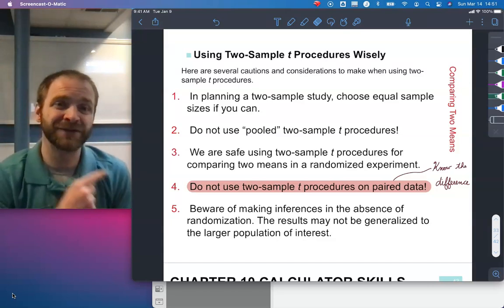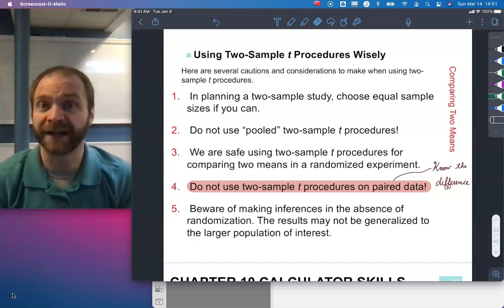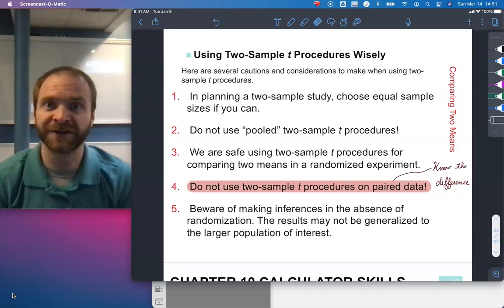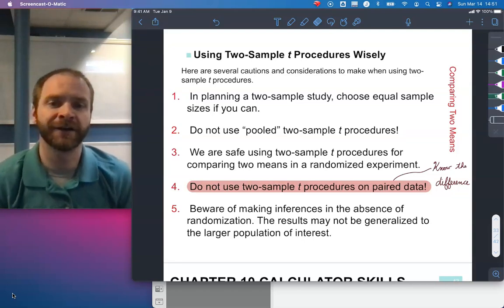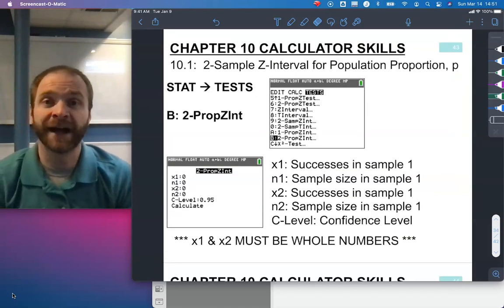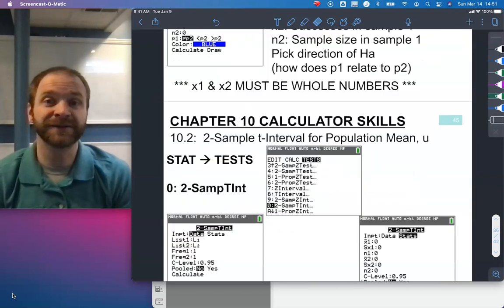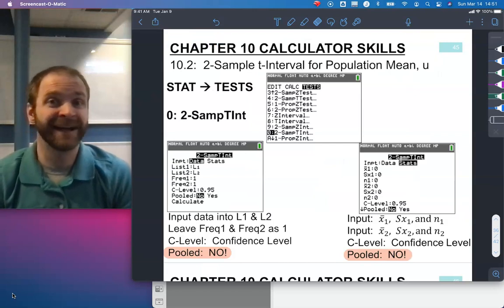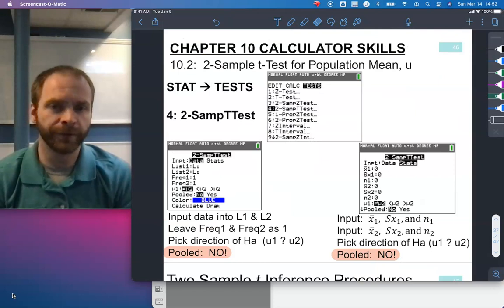There is a difference, so do be careful and be aware of making inferences in the absence of randomization. Seriously, we should know that by now. Randomization must be present in order for us to infer on a larger population. Now, you have images here of your calculator to show you what to do for each one, for 10.1 for an interval and a test, as well as for 10.2 for an interval. Look at that, don't pool. And for a test, oh, look at that, don't pool.